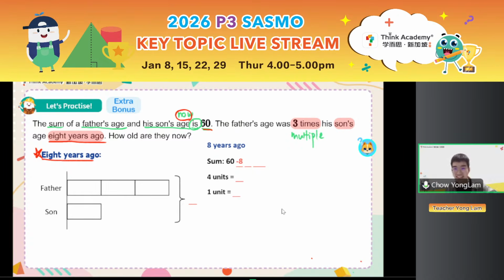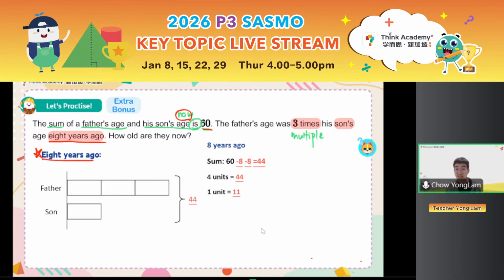No, okay? The son will also get younger. 8 years ago, father is younger by 8 years. Son will also be younger by 8 years. So then 60 minus 8 minus 8. That is the actual sum 8 years ago. And if you calculate, you know that the sum is 44. So 4 units is equal to 44. So with that, you can find out what is 1 unit. 1 unit is 11.